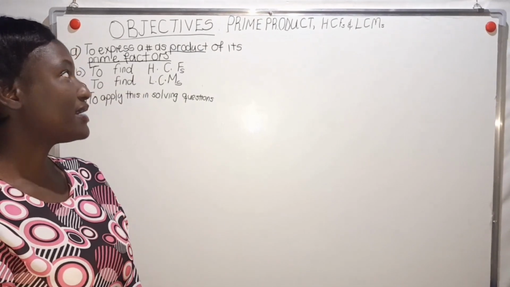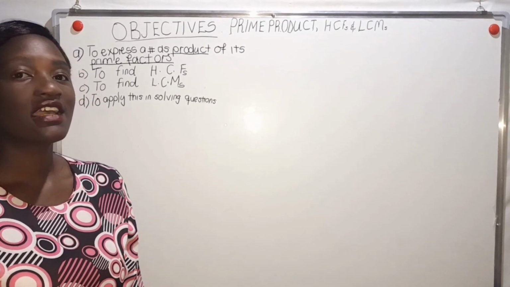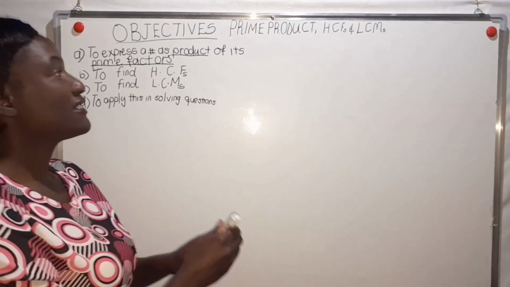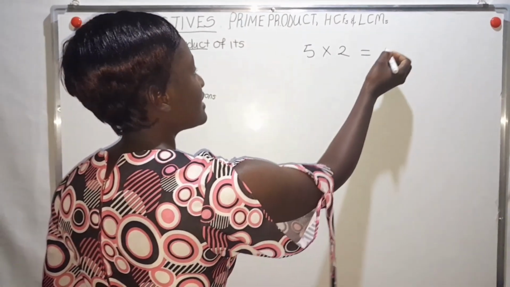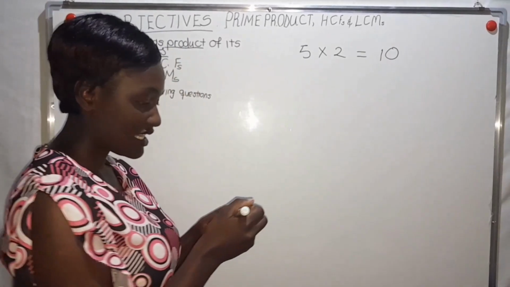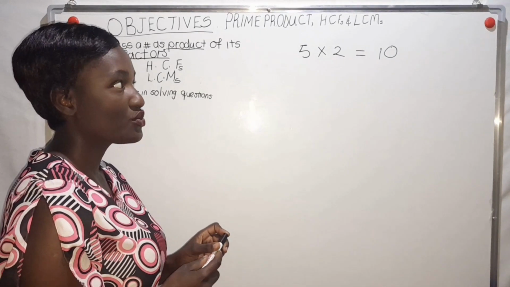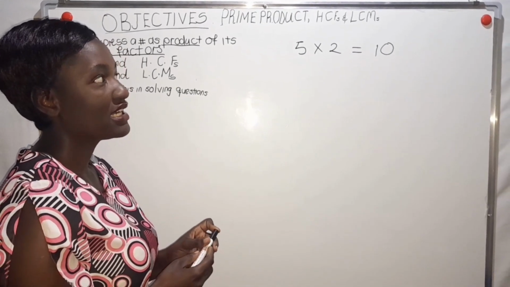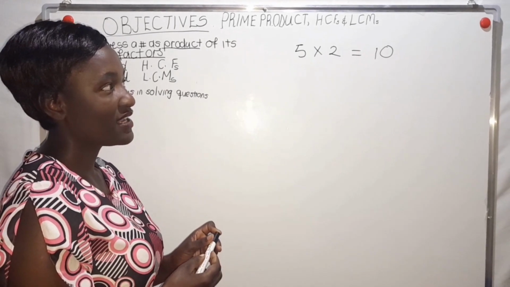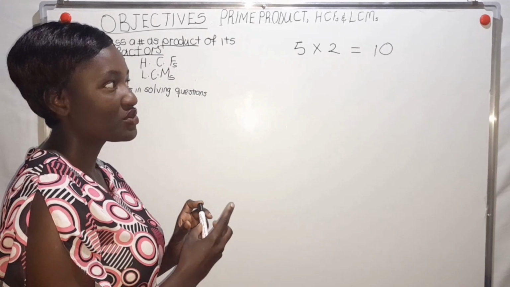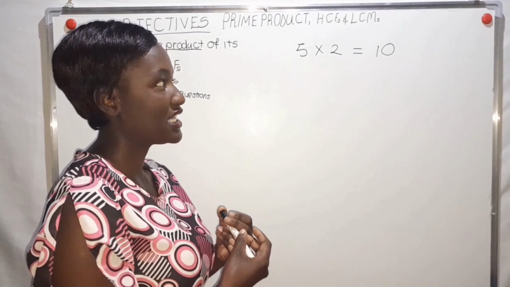This is a number that we obtain after carrying out the multiplication process. For example, if we say 5 times 2, we get 10. So it means that 10 is our product, and 5 and 2 are factors of 10. It means they divide exactly into a given number. For example, here 5 and 2 divide exactly into 10. So they are called factors of 10.